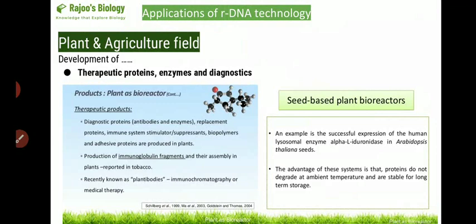Seed-based plant bioreactor. An example is the successful expression of the human lysozyme enzyme and alpha-L-iduronidase in Arabidopsis thaliana seed. So this is one plant in which such an enzyme can be produced. This way plants have now become factories for the production of human protein or animal protein.